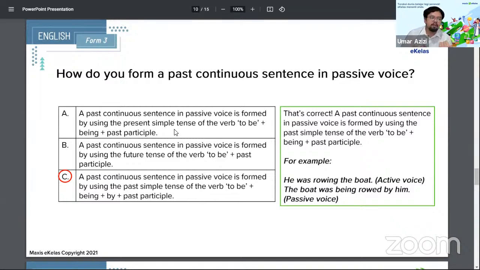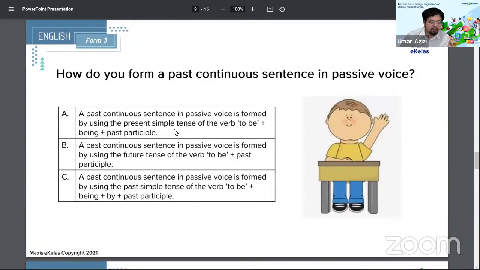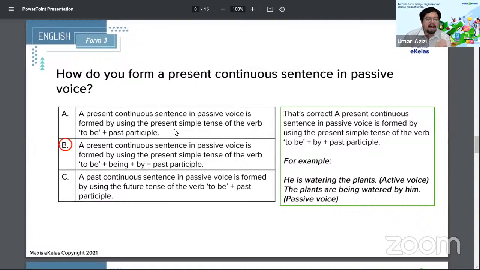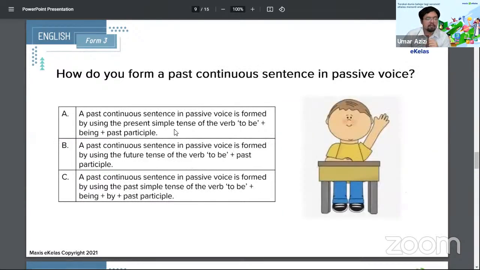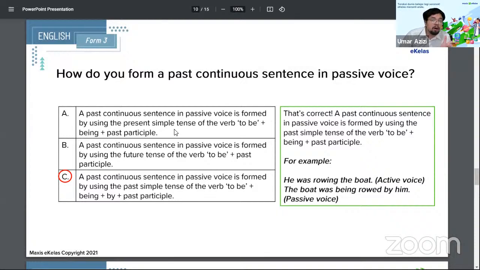In the passive voice past continuous, you need to keep that was there: the boat was being rowed by him. Compared to the previous one, the plants are being watered by him. So the to be, what is this to be? The to be is the word you put before the verb. Here we have the boat was, because it's past tense, so the past tense of to be.